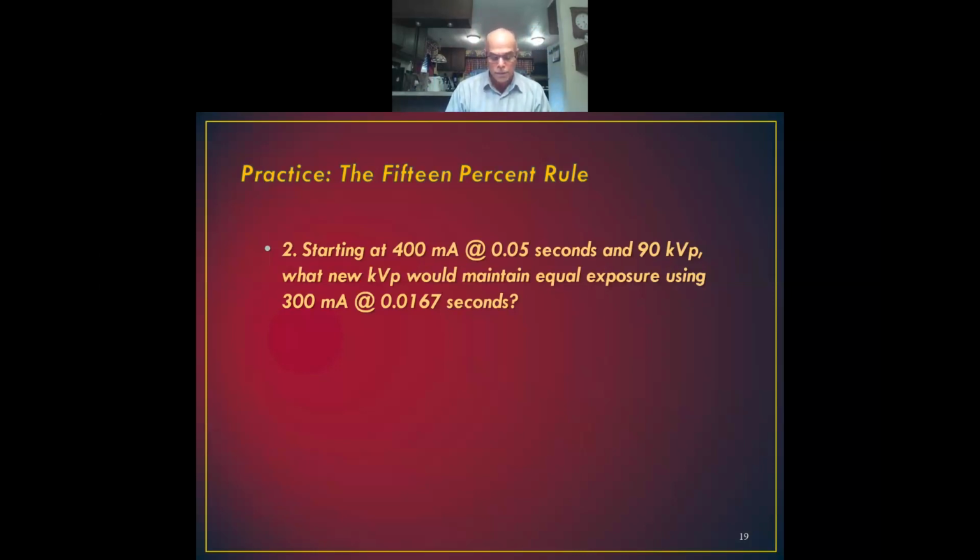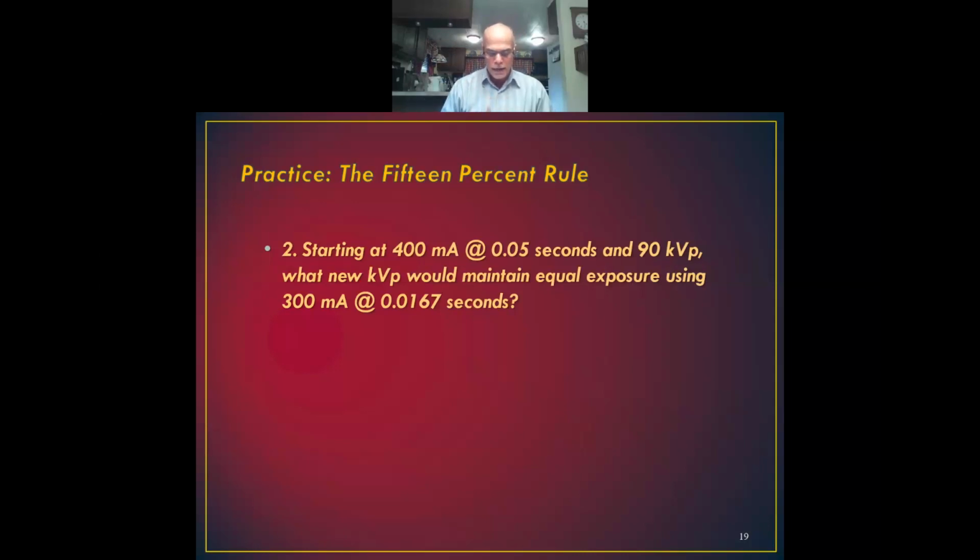So 15% of 90 is rounded up to 14. So we're going to add that because we're going down in our mAs. We're going from 20, trying to get down to 5. So we're going in the downward direction, so we have to go up in our kVp. We're going to add 15% of 90, which is 14, to give you 104. So now we have 104 equals 10 mAs, because we brought our 20 mAs down 1 step.